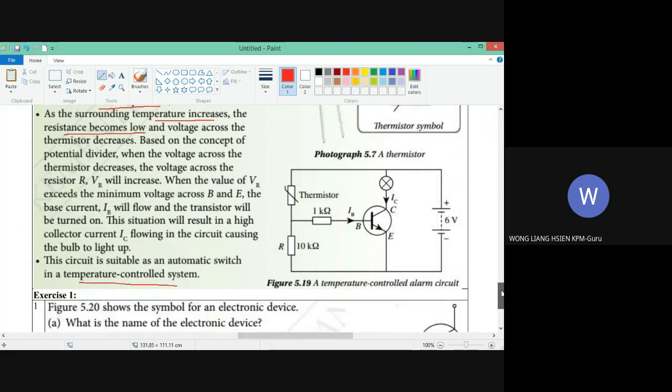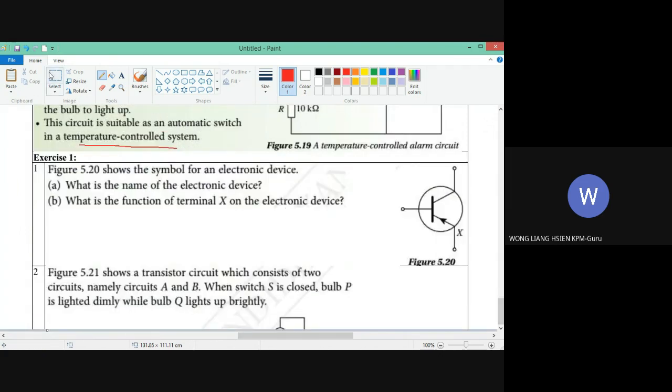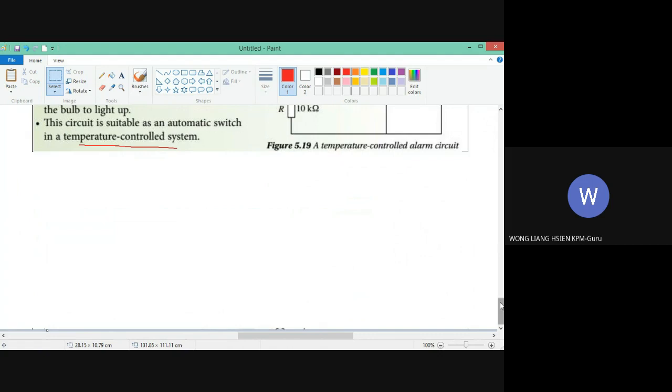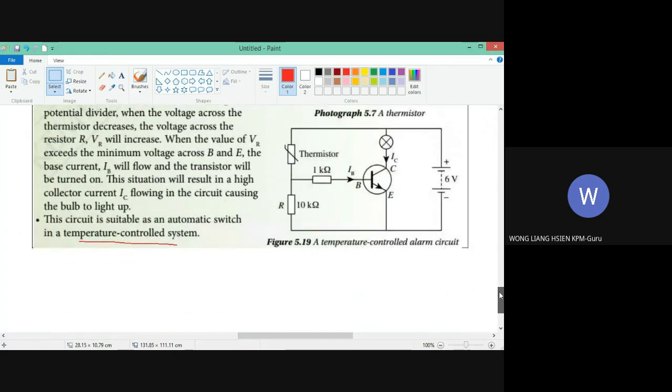Okay, so you see, this is very similar to the light control switch just now.